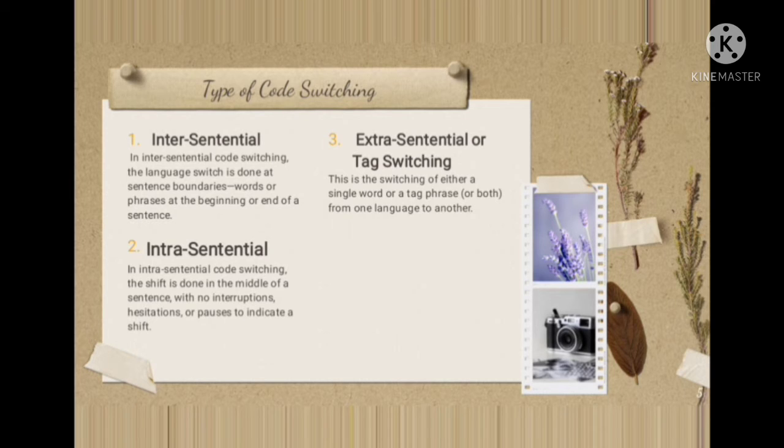The second is intrasentential. In intrasentential code switching, the shift is done in the middle of a sentence, with no interruptions, hesitations, or pauses to indicate a shift. The speaker is usually unaware of the shift. For example, you are sleepy, call Guzaman, because you spend a lot of sat in your bed. Different types of switches occur within the clause level and within the word level.